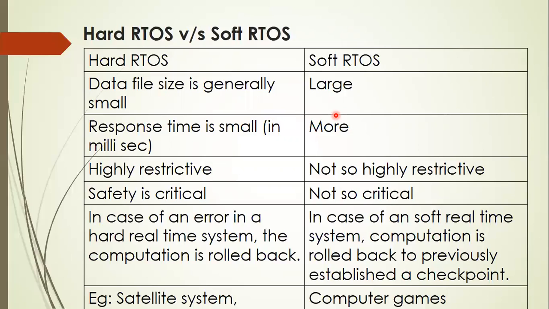If your first checkpoint is at the 20th record, and some error has occurred in the 26th record, in that case at least 6 records have to be deleted, because the previous checkpoint is at the end of the 20th record. Some of the areas where hard RTOS is used is satellite systems, and the soft RTOS example is computer games.